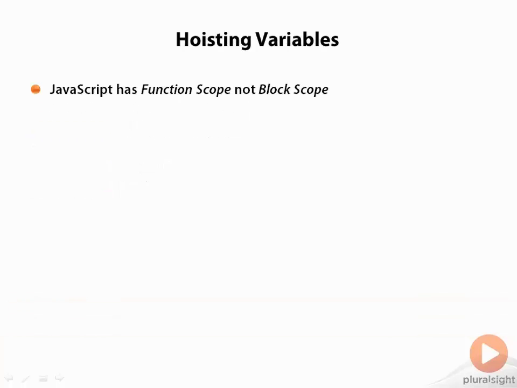JavaScript has function scope, not block scope. This is an important distinction. C programmers will not find this surprising, but C++ programmers have all but forgotten that C used to require something similar. Let's switch over to Visual Studio and see what's going on under the hood.